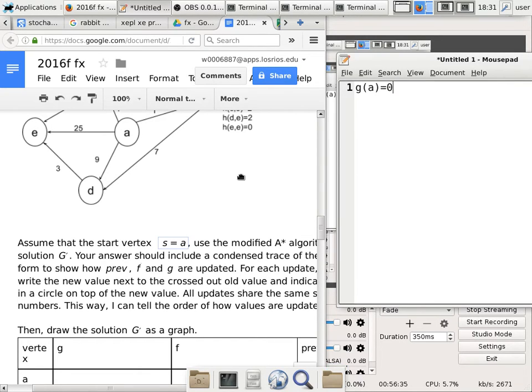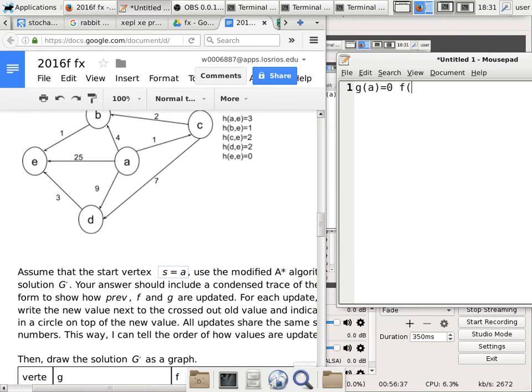What about F of A? F of A is G of A plus the heuristic of going from A to E. So what is the heuristic of going from A to E? 3. So that makes F of A equal to 3. The other ones are easy. They're all infinity.